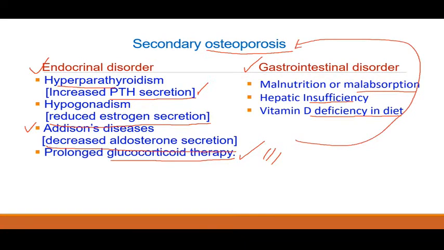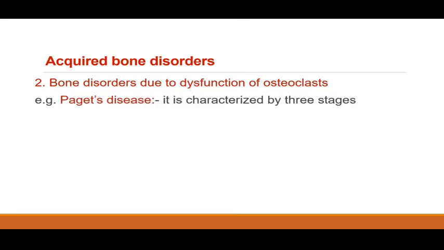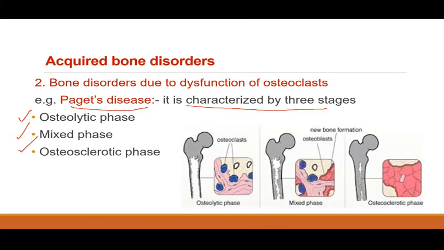Second is the bone disorders due to the dysfunction of the osteoclasts. It causes Paget's disease. This disease is characterized by 3 stages. First is osteolytic phase, other is mixed phase, and third is the osteosclerotic phase. Osteolytic phase is characterized by the increased activity of the osteoclasts and faster bone resorption, so forming a number of pits in the lamellar units.